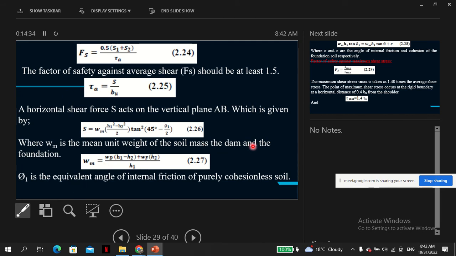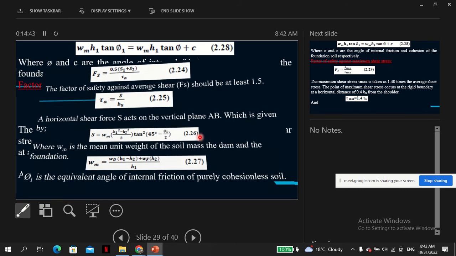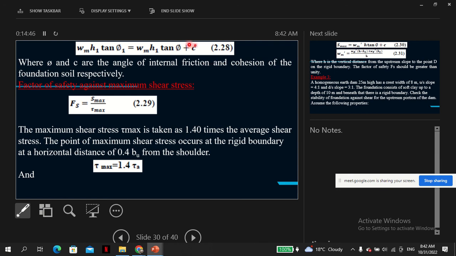So WM is the mean unit weight once more. Phi1 is the equivalent internal friction angle of a purely cohesionless soil, and this is the manipulation of the formula, where phi and c are the angle of internal friction and cohesion of the foundation soil respectively. The factor of safety is S max over tau max. So the maximum shear stress tau max is taken as 1.4 times the average shear stress.